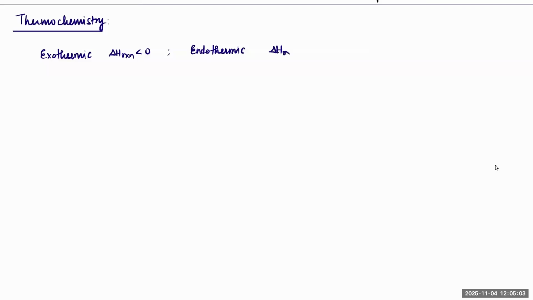Let's talk about thermochemistry revision. So in thermochemistry, you need to understand terms like exothermic, which means delta H of the reaction is less than 0. Then endothermic, which means delta H of the reaction is greater than 0.